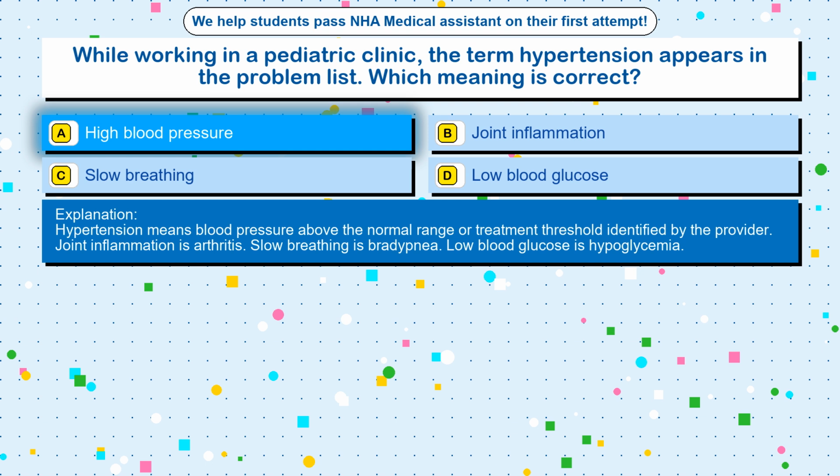Hypertension means blood pressure above the normal range or treatment threshold identified by the provider. Joint inflammation is arthritis. Slow breathing is bradypnea. Low blood glucose is hypoglycemia.